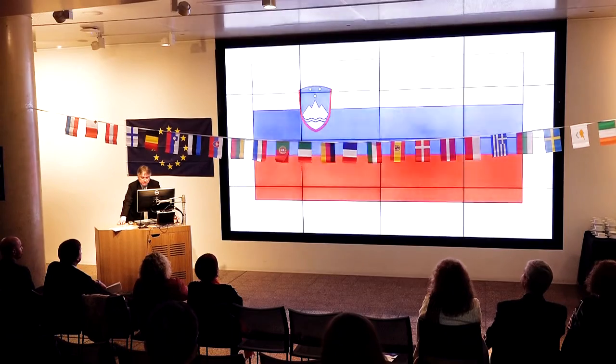On June 25, 1991, Slovenia became an independent state. Determination to build a nation based on the principles of democracy and the rule of law was challenged immediately. A relatively short yet decisive armed conflict with the Yugoslav army, the first conflict in Europe since World War II, resulted in months of negotiations.